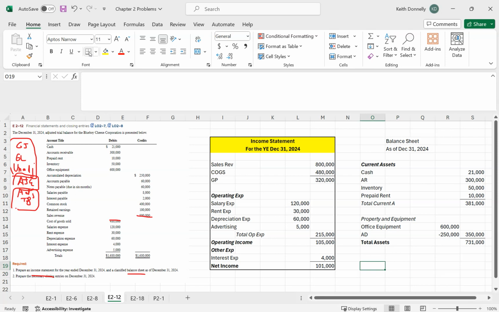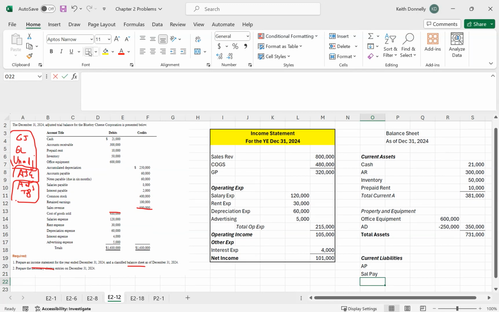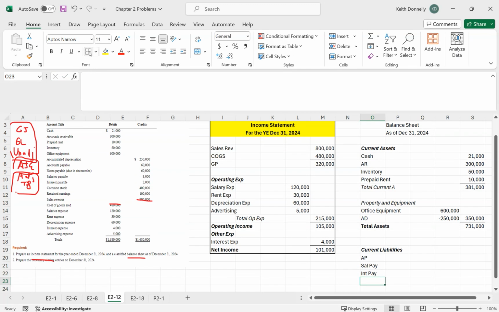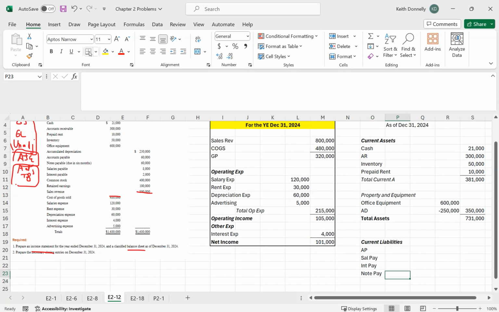Next, let's do our liabilities and stockholders' equity. We'll start with our current liabilities. We have our accounts payable, our salary payable, interest payable, note payable. Payable, payable, payable, liability, liability, liability, receivable, receivable, receivable, asset, asset, asset. So we're just plucking those numbers from over there.